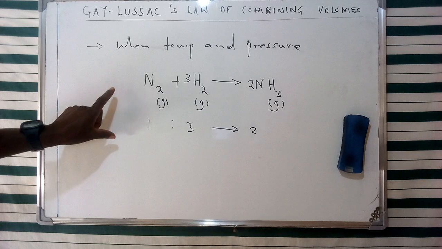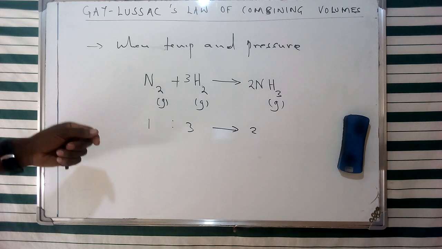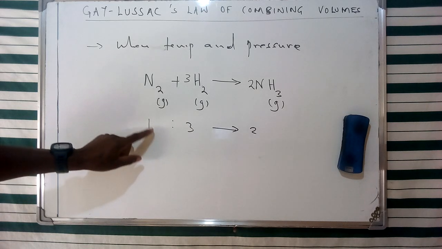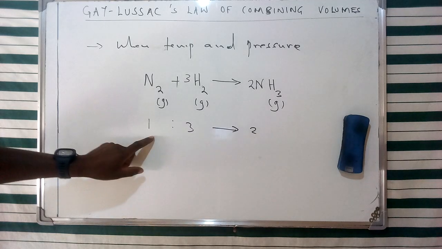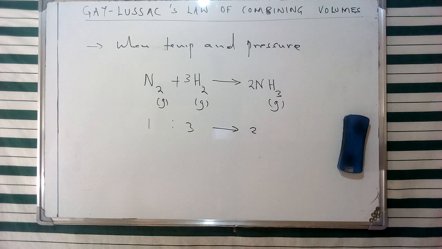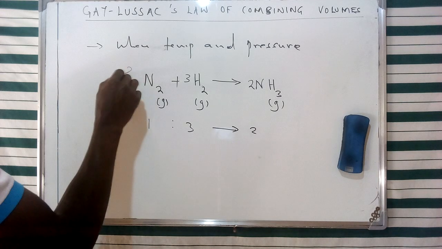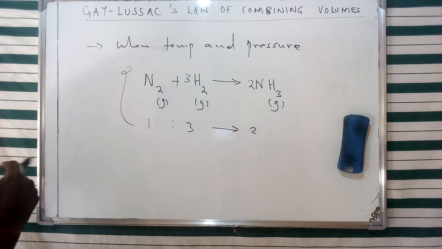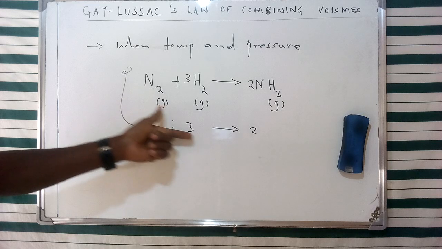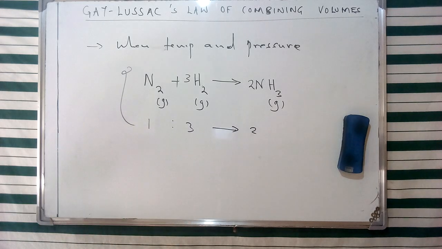So basically, Gay-Lussac's law states that when the temperature and pressure are constant, the volumes of gases involved in a chemical reaction are in ratios of small whole numbers. As we can see, these are whole number integers given in that specific order. So for a gaseous chemical reaction, Gay-Lussac states that whenever temperature and pressure are held constant, the reacting volumes are going to appear in ratios of small whole numbers.